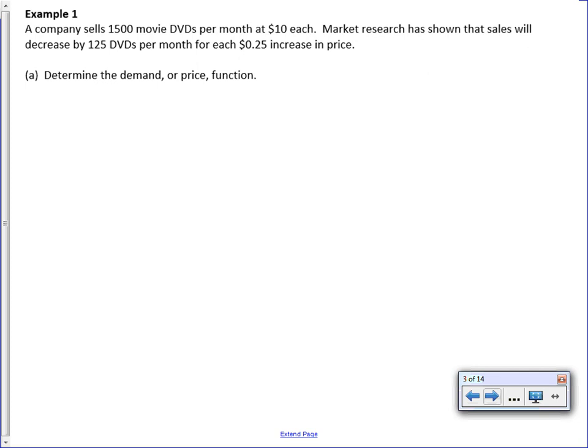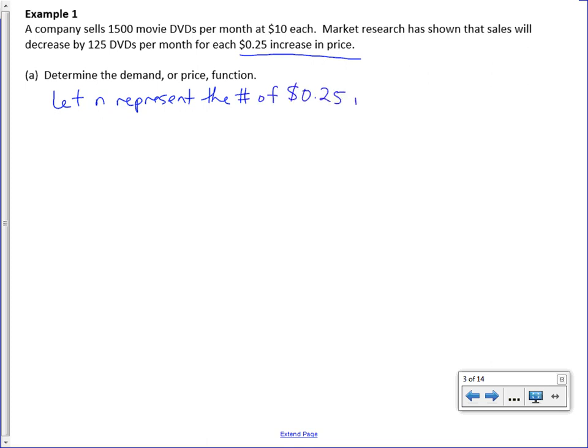So the first thing I want you to do is define a different letter, not x. We're going to define n. We're going to let n represent the number of 25-cent increases.